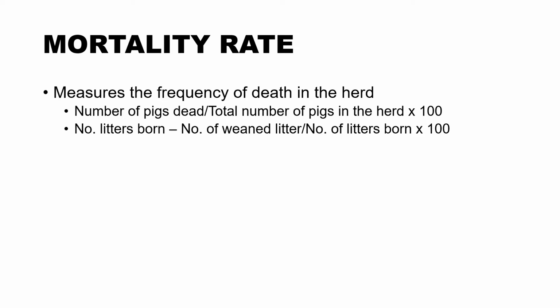So let's assume na yung total number of pigs mo in the herd is 50. Lahat na yon, from the piglets up to the sows, the boars, the finishers, the growers. So lahat na yon nasa 50. Now, gusto mong i-compute yung mortality rate for the month of November. Now, yung na-record mo na namatay for the month of November is tatlo. So, yung gagawin mo, 3 divided by 50 times 100, that will become 6%.